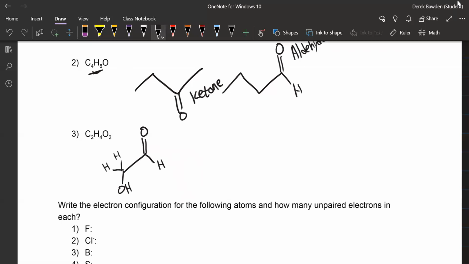And that gives a total of 4 hydrogens, 2 oxygens, and 2 carbons. Okay, so that looks good to me. The other way to do this is to have something like this.